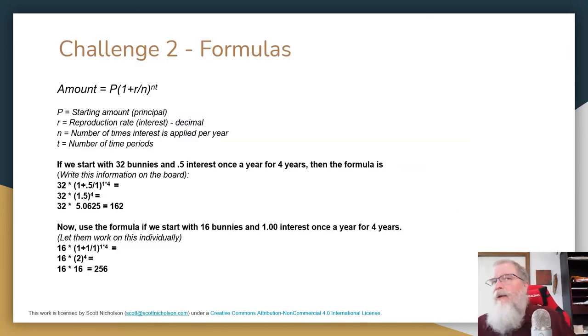Now, I started to play with having the students also use formulas, because you can figure out compound interest with a formula. And this is the formula that you see, and I worked all of this out. I said, well, what if we start with 32 bunnies and 0.5 interest once a year for 4 years? Here's the formula. Here's what it comes out to. And here's the same thing where you're going to do it with 16 bunnies and the same interest. And I put this all in the game, but then I thought, this is a lot to deal with.